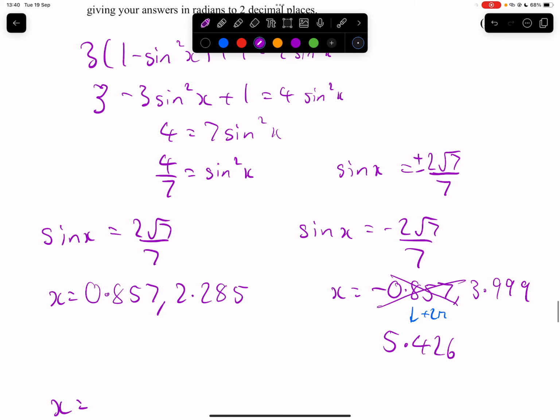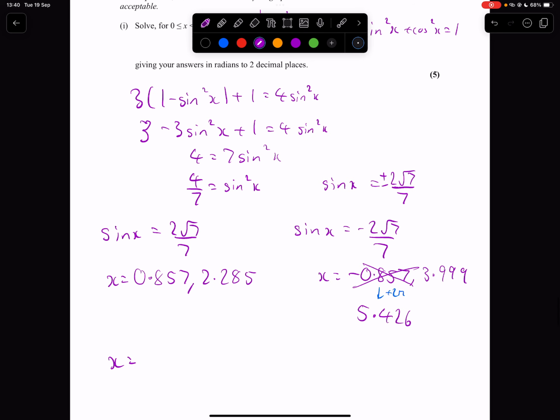So just to write out our answers to 2 decimal places as they've requested, we would have 0.86, we'd have 2.29, 4.00 and 5.43 as our 4 answers.